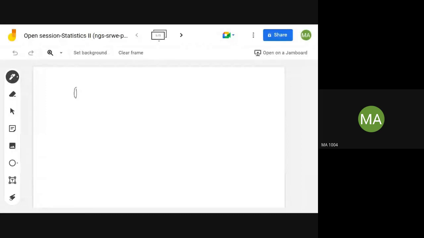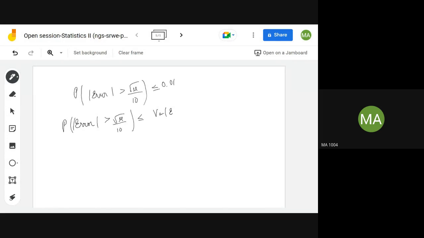Let's see. So you have the probability that mod of error greater than root of mu by 10 is less than 0.01. And what you know from Chebyshev's inequality is that this probability should be less than or equal to variance of error by delta square. So delta square means mu upon 100.